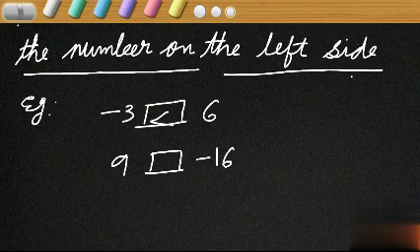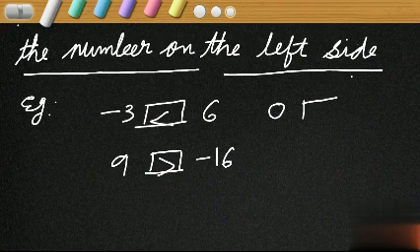And in other words also we can say, since -16 is a negative number and we know that a negative number is less than a positive number, and since 9 is a positive number, we can say that 9 is greater than -16. Like that also you can think. Is it clear?